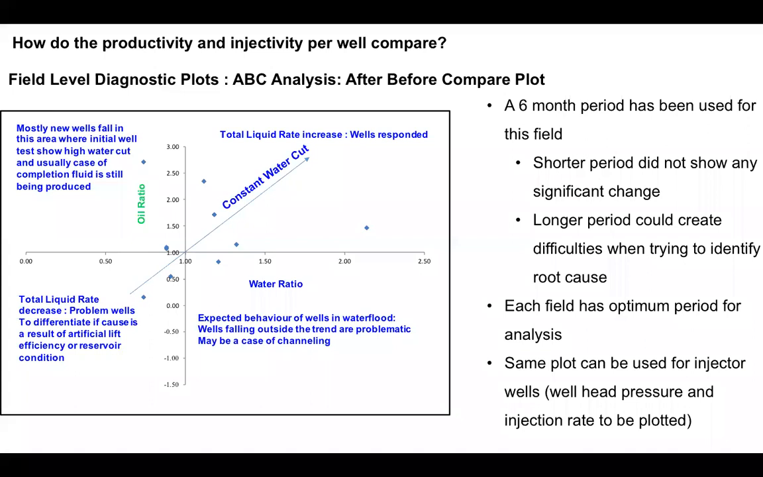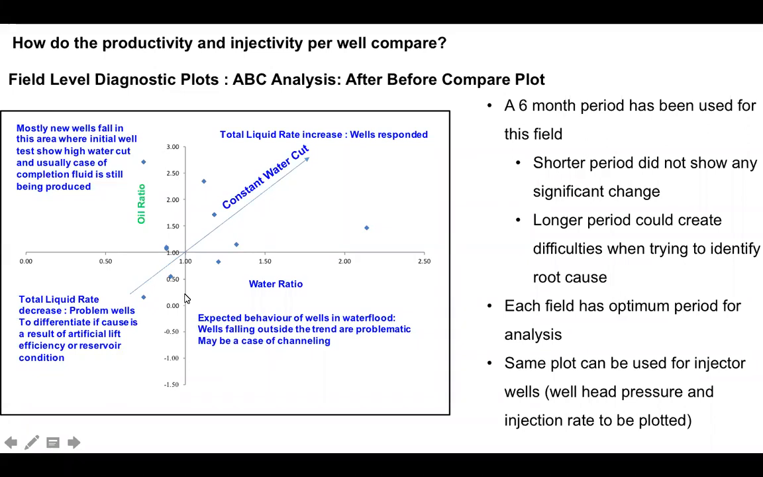I have taken a time period of 6 months. And why? Because for me, a shorter period did not show any significant change, and a longer period created difficulties when trying to identify the root cause. So what did I plot here? I took the oil rate of June and compared it with January, the oil rate of July and compared it with February. So I had the 6 month gap. Similarly, I also compared the water rate.